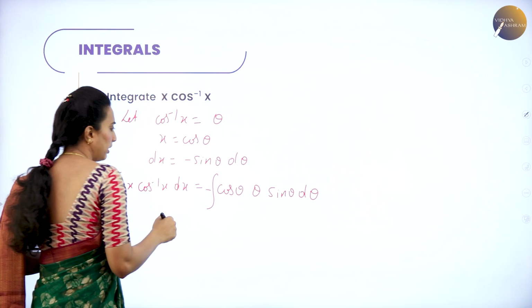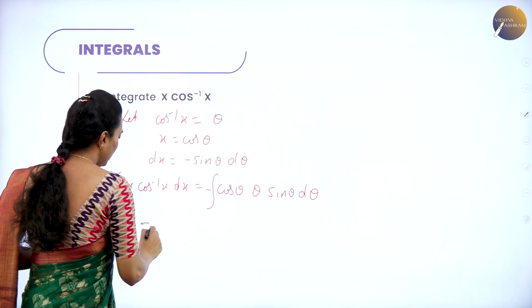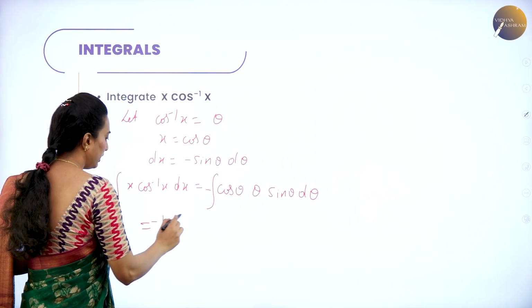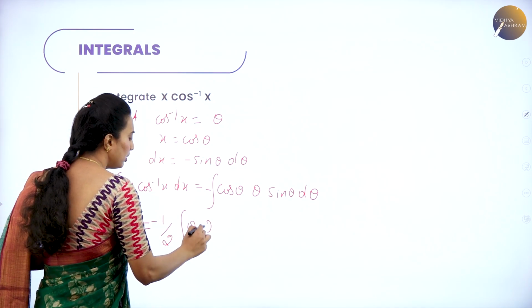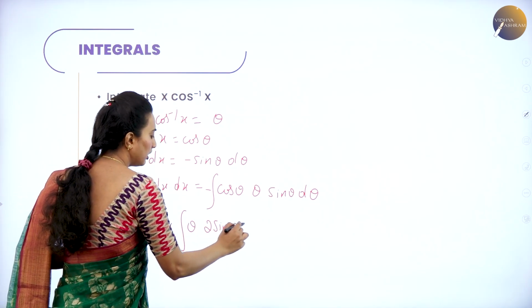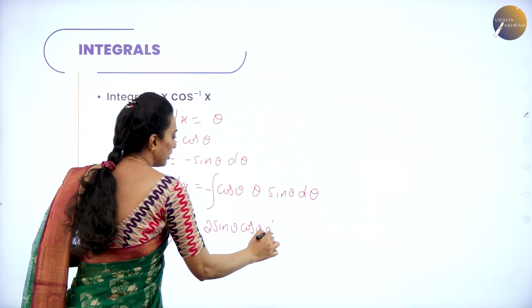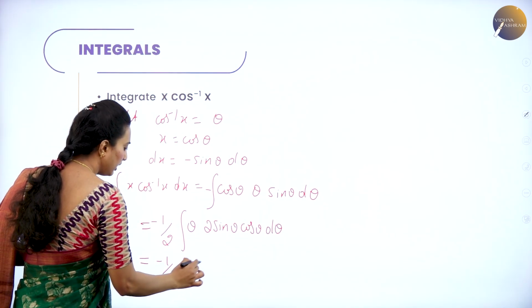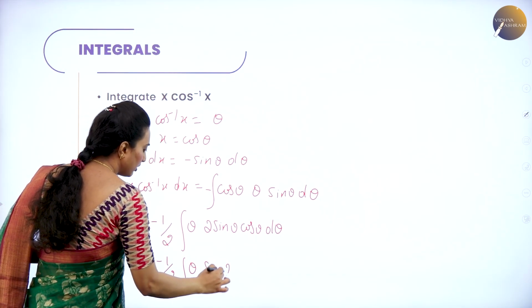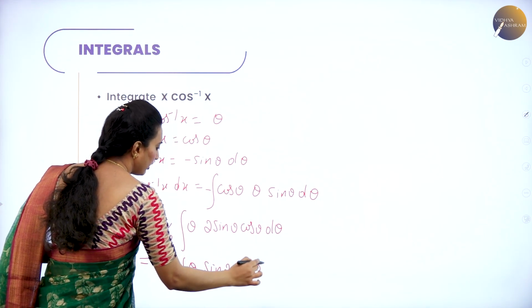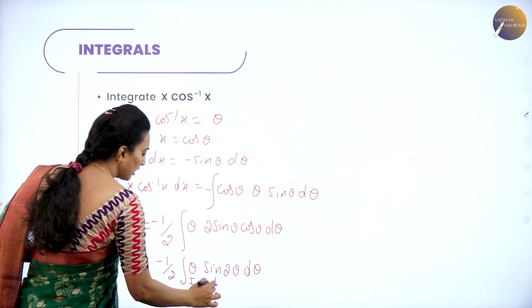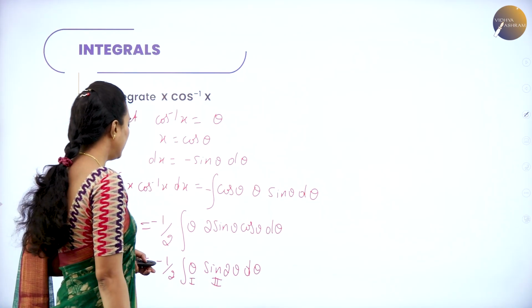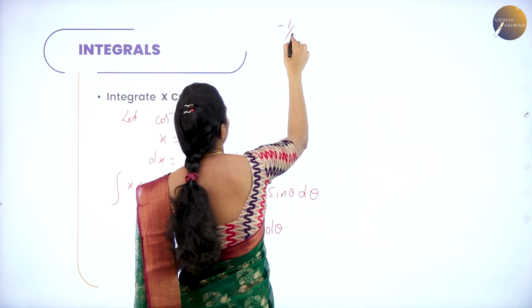Okay, now you can multiply and divide by 2, which will become 1 by 2, with the negative sign, integral of theta into 2 sin theta cos theta d theta. Now which will happen: minus 1 by 2 into integral of theta into sin 2 theta. Now which is the first function you are going to select? First function is theta and second function is sin 2 theta. Now integrating that, minus 1 by 2 will be outside.